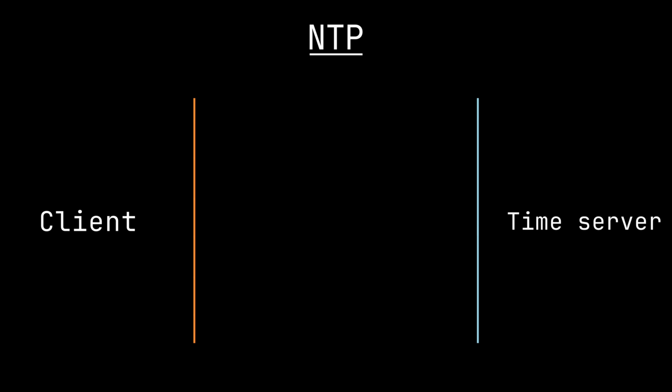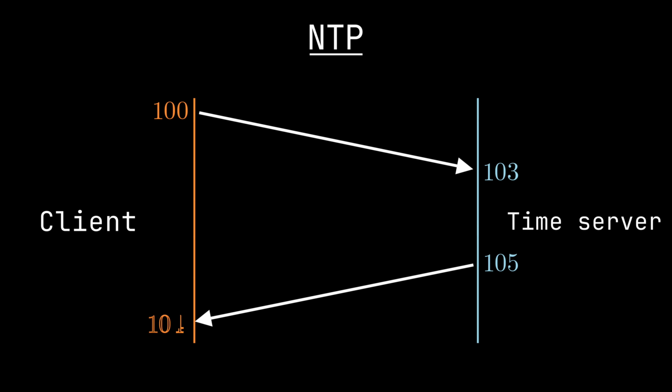To give a concrete, simplified example, let's take a client like your phone that sends a message to an NTP server at client time 100 milliseconds. The NTP server will receive this message at server time 103, process the message, and send out a response at server time 105. Your phone then receives this server message at client time 104. Clearly something isn't right here. The NTP server sends the message at time 105, but your phone thinks it's time 104 when it receives it. So there's clock skew.